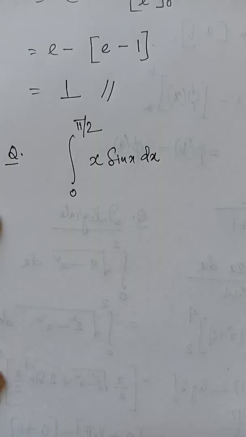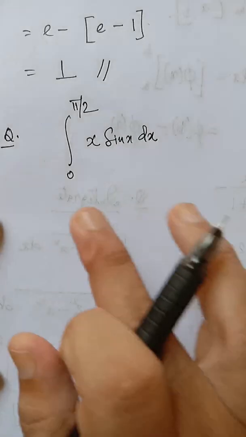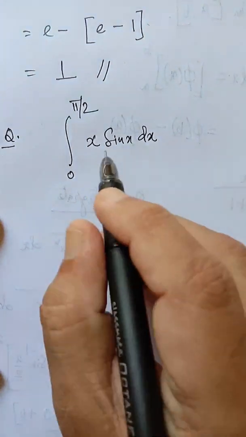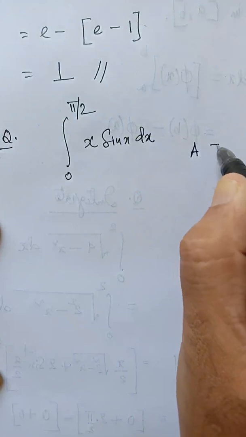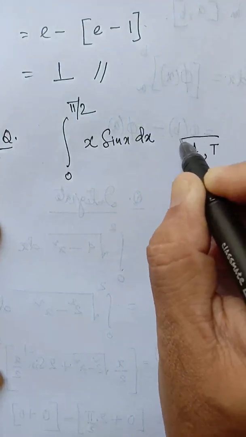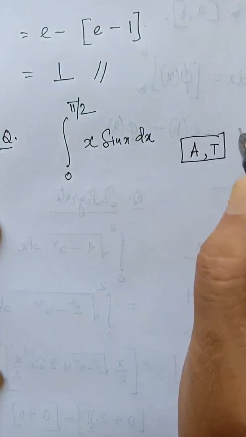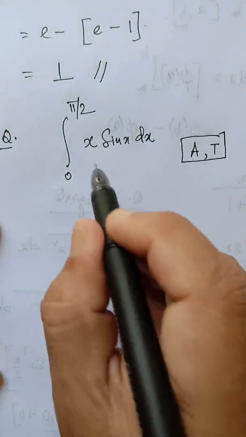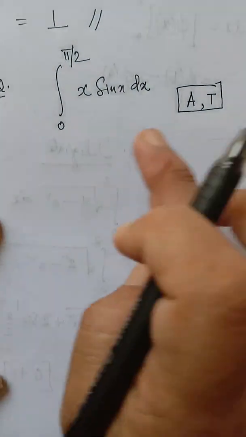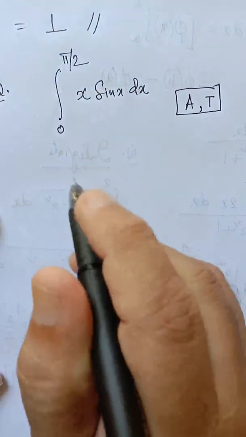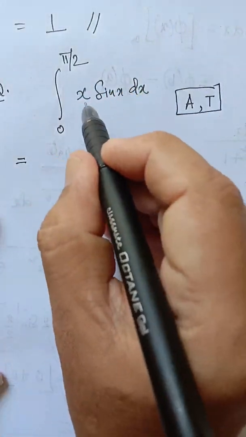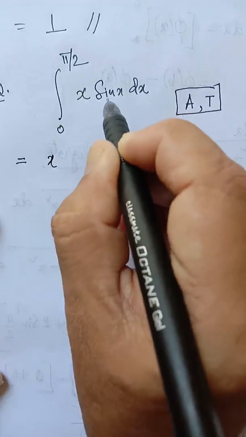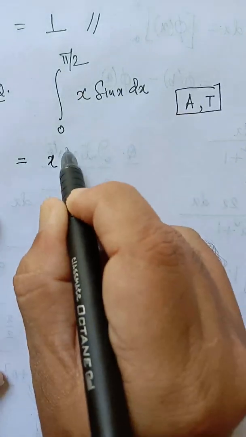Next question is to integrate 0 to pi by 2 x into sin x dx. X is an algebraic function, sin x is a trigonometric function. In ILATE, A comes before T, so algebraic will be the first function, trigonometric function will be the second function. Now applying the product rule, x into sin x. So first function unchanged, integration of second, sin x, is minus of cos x.